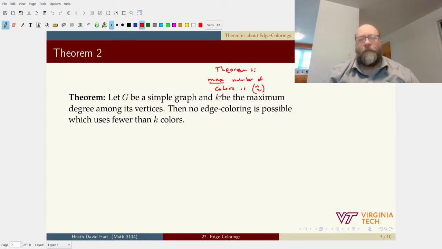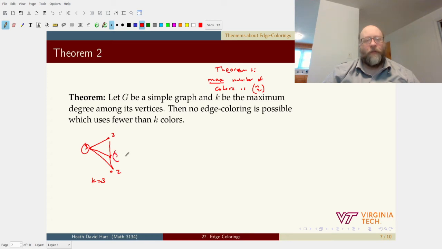Let G be a simple graph and K be the largest degree among its vertices. So if we have a graph that looks like this, the vertices have degrees of 3, 2, 3, and 2. And so K will be 3 because my largest degree is 3.